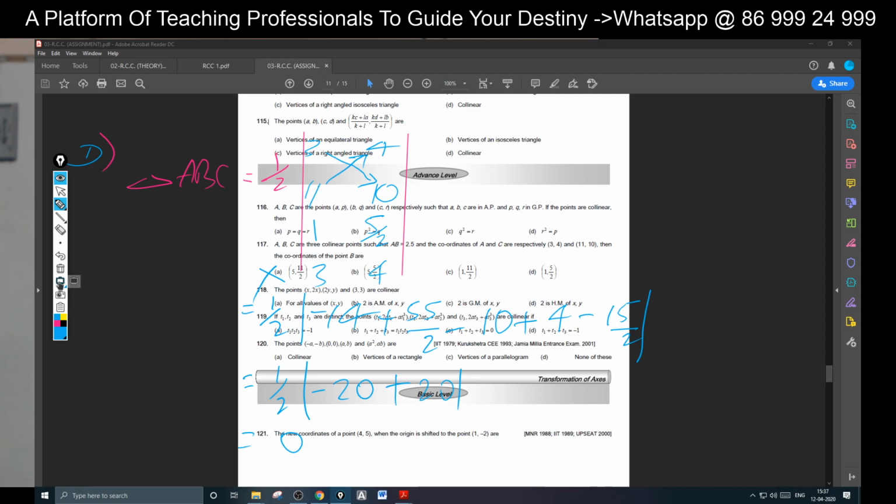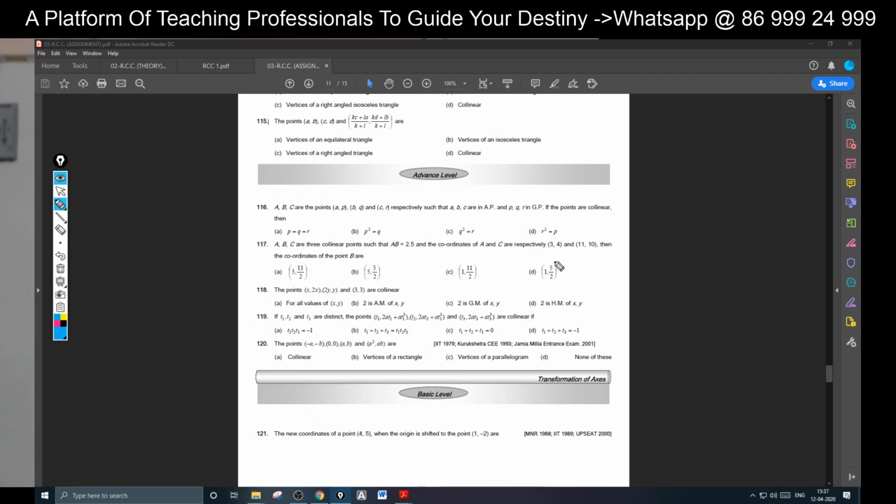Your answer is D, because they are collinear. Sometimes you may get a double answer. When you get a double answer, you find the distance between A and the answer. This must be 2.5 square units. The distance is given to be 2.5. Then you can go for that verification.